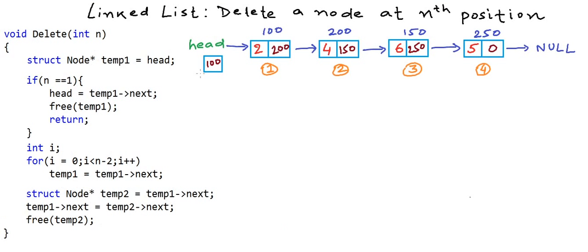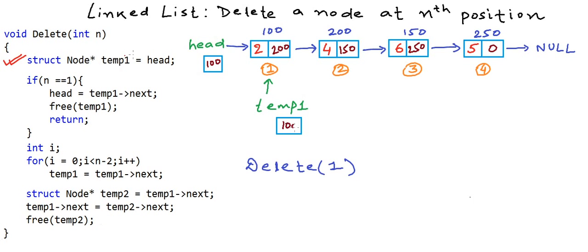I'll quickly walk you through this code in the logical view to make things further clear. Let's say we first make a call to delete node from the first position. That is, we want to delete the head node. So in this code, we are first creating a variable temp1, which is a pointer to node. Initially temp1 is equal to head, so it stores the address 100, so it points to the head node. Now n is equal to 1, so we come to this instruction, head is equal to temp1 dot next.